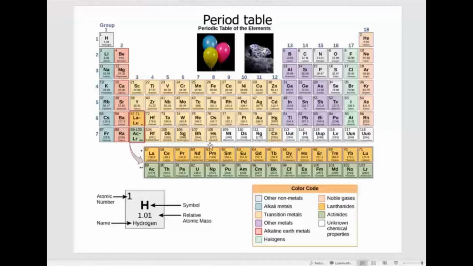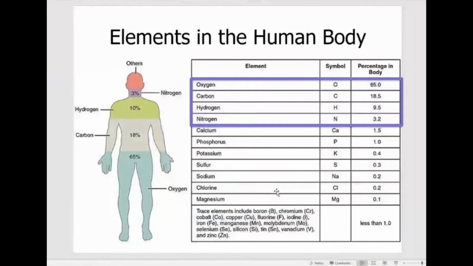All right. When you look at the human body, these are the four most abundant elements. I'm sure most of us know oxygen, carbon, and hydrogen. Nitrogen you might not be familiar with, but there is a very abundant amount of nitrogen in the atmosphere. When you breathe, most of the gas you breathe in is actually nitrogen gas.